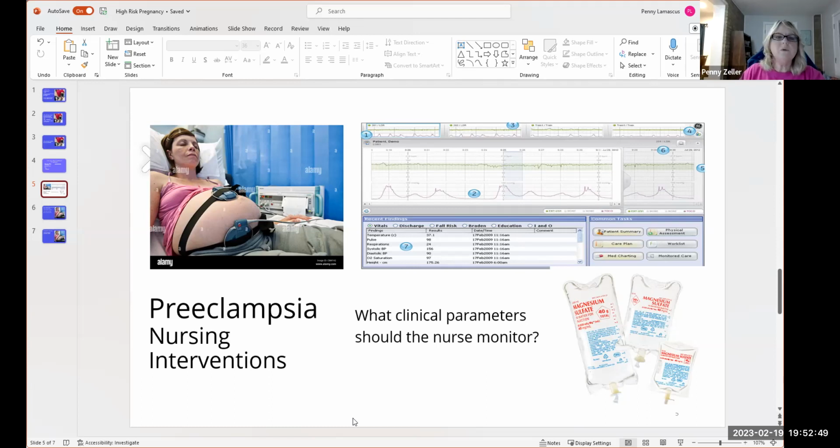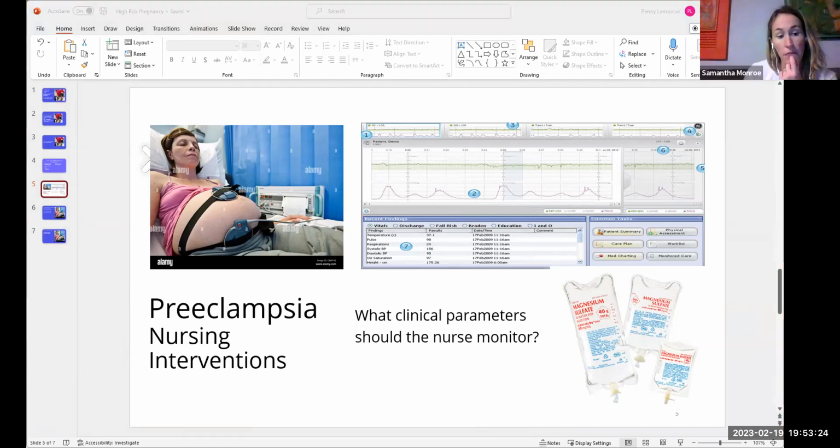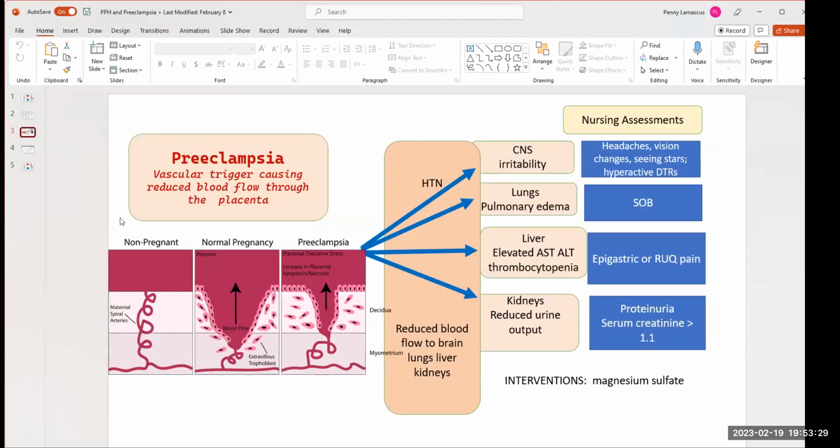Okay. So now that we know that we have to give magnesium, what are your parameters that you're monitoring? In other words, what clinical signs are you monitoring as your client is receiving that magnesium to make sure she is at that therapeutic level between 4 and 7? What do you want to look at? Vital signs. Deep tendon reflexes. Urine output. And level of consciousness. Level of consciousness, awesome.